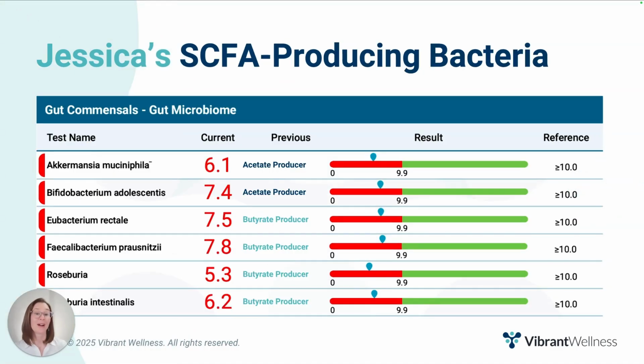So the way you can rule out constipation impacting short-chain fatty acid levels, and to provide additional evidence that the patient isn't eating adequate fiber, is to just look at the levels of the patient's short-chain fatty acid-producing bacteria. Here are key short-chain fatty acid-producing bacteria from Jessica's results, including acetate producers like Akkermansia muciniphila and Bifidobacterium adolescentis, as well as butyrate producers, Eubacterium rectale, Faecalibacterium prausnitzii, and Roseburia. All of these are low, indicating that Jessica's short-chain fatty acid levels are truly low and likely the result of a fiber-deficient diet.